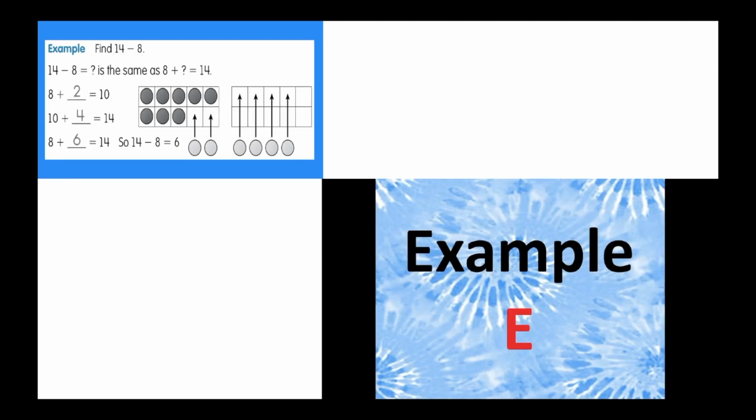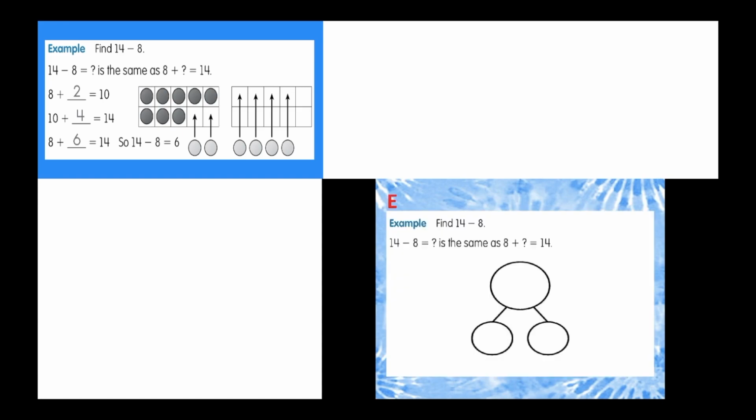Now it's time for example E. Our job for example E today is to find 14 minus 8. We're going to talk about how 14 minus 8 is the same as 8 plus blank equals 14. In my classroom, we use a number bond to help us organize our thoughts so we can remember what is the whole and what are the parts.